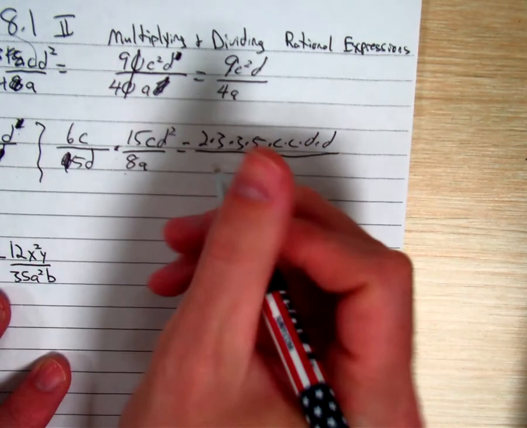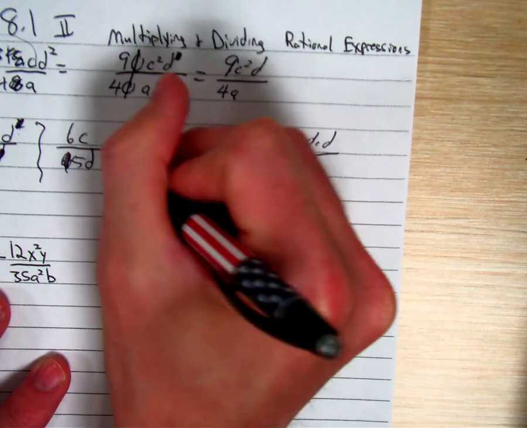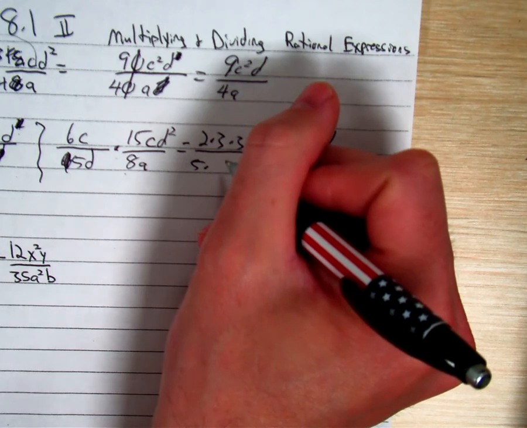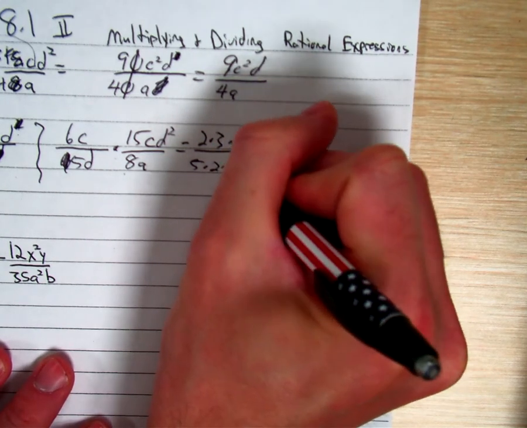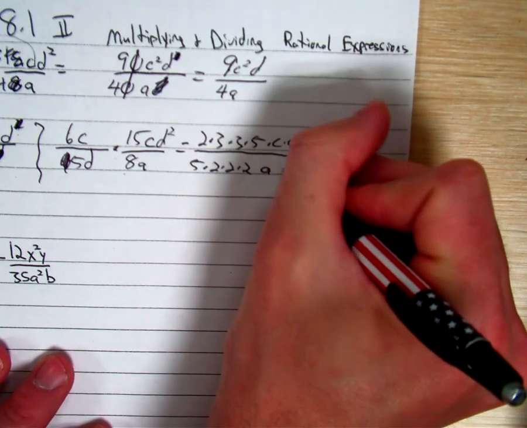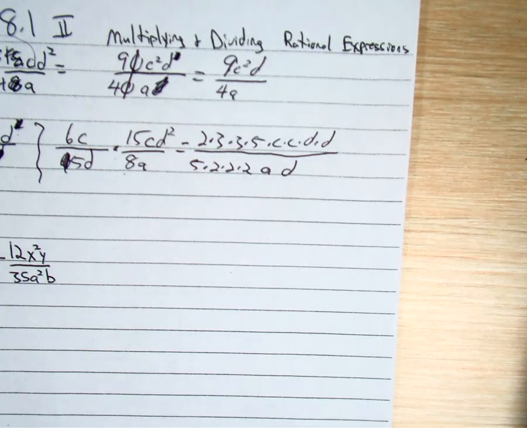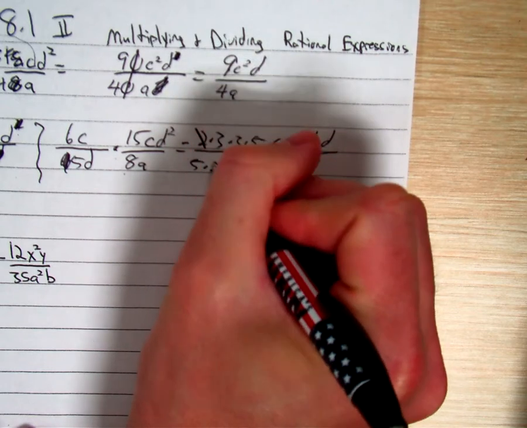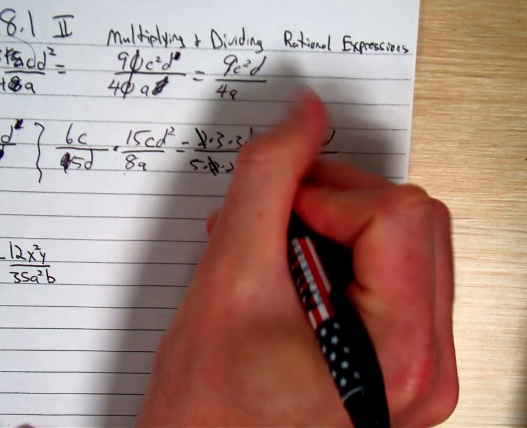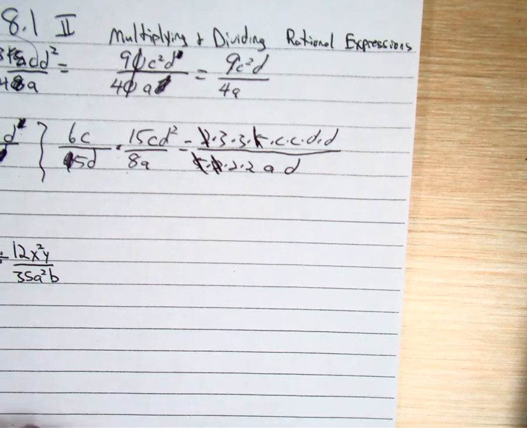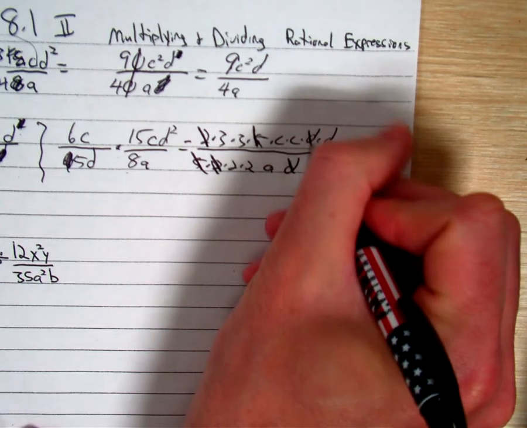Across the bottom, we got a 5. And then an 8 is going to be 2 times 2 times 2. It's 2 times 4. Well, then that 4 breaks apart to 2 times 2. And then an A and a D. So it's going to be really easy to cancel stuff out here, but it's also kind of a tough thing to break all these down. So we'll have this 2 can cancel out this 2. This 5 can cancel out this 5. What else we got here? One of the D's can cancel out there.